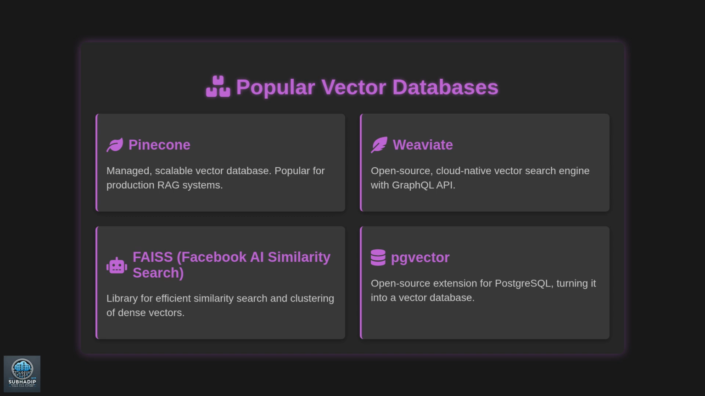Let's look at some popular vector databases. Pinecone is a managed, scalable vector database widely used for production RAG systems. Weaviate is an open-source, cloud-native vector search engine offering a GraphQL API. FAISS, or Facebook AI Similarity Search, is a library for efficient similarity search and clustering of dense vectors. And finally, pgvector is an open-source extension for Postgres, transforming your relational database into a powerful vector database.